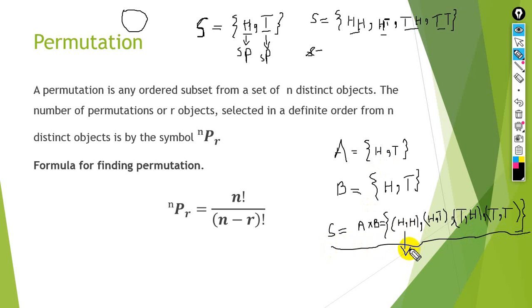For example, this is a sample point. The outcomes from tossing a coin, the outcomes of the sample space, we can say this is a sample point. This is a sample point and this is also a sample point. Okay, and this is also a sample point. So now what is permutation? So permutation means that we find the number of sample points in a sample space.